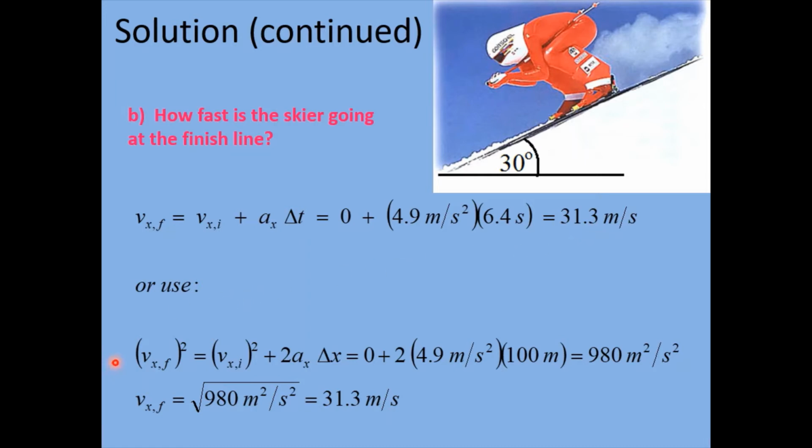Now, the other way to solve this is we could use the equation without time in it. If we hadn't done part A first, this would probably be a little bit easier. The final speed squared, which is what we're solving for, is equal to the initial speed squared, which by the way is 0, plus 2 times the acceleration times delta x, which is the distance he travels. So 2 times a, remember a is 4.9, and the distance, delta x, is 100 meters. That's how long the race was. So the square of our answer is 2 times 4.9 times 100, which is 980. But remember, we have to take the square root to get our final velocity. So the square root of 980 is the same answer as we got up here, 31.3 meters per second.